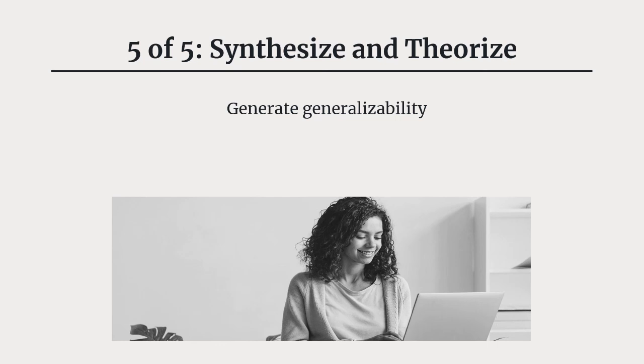The last step is to synthesize and theorize. Synthesizing simply means combining. So instead of summarizing the main points of each source in turn, you put together the ideas and findings of multiple sources in order to make an overall point. While the function of theorize is to form a theory about. Therefore, what we are supposed to do here is to generate generalizability.